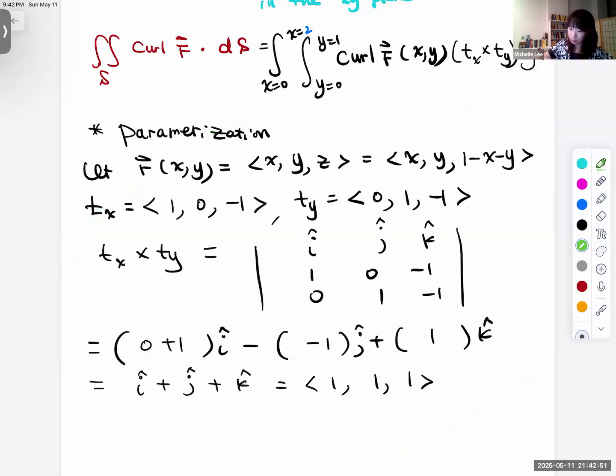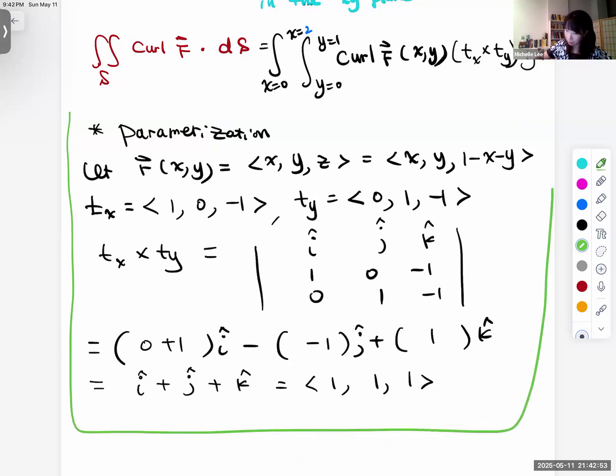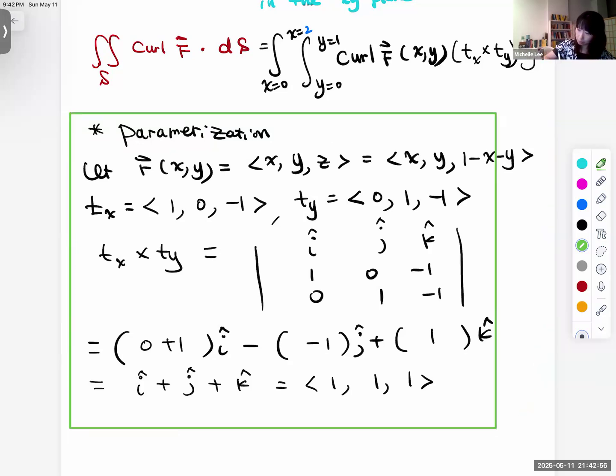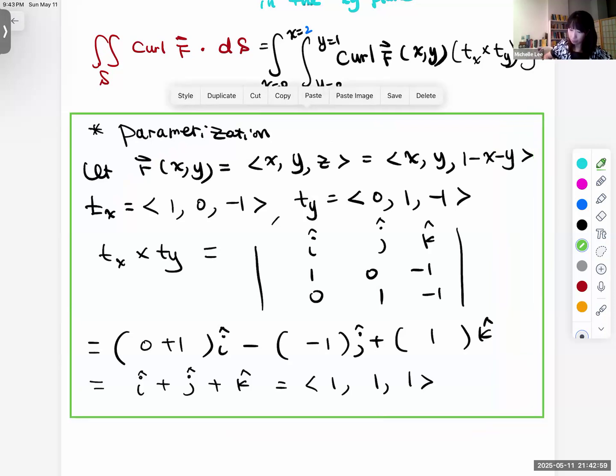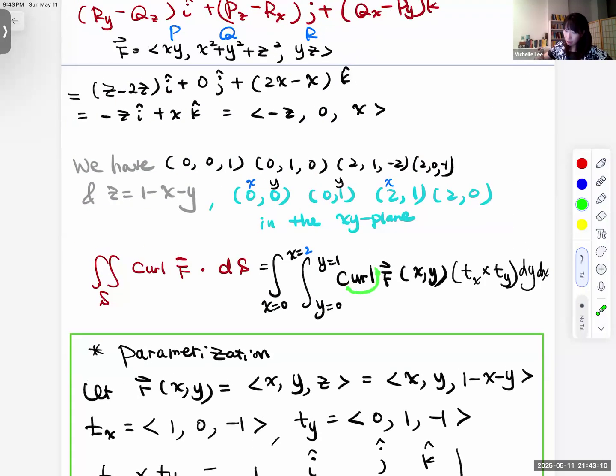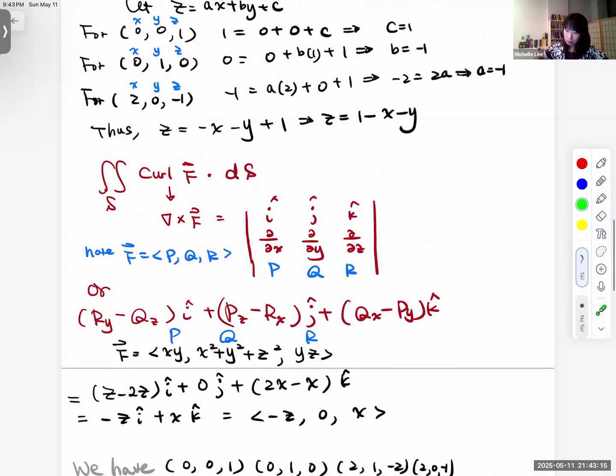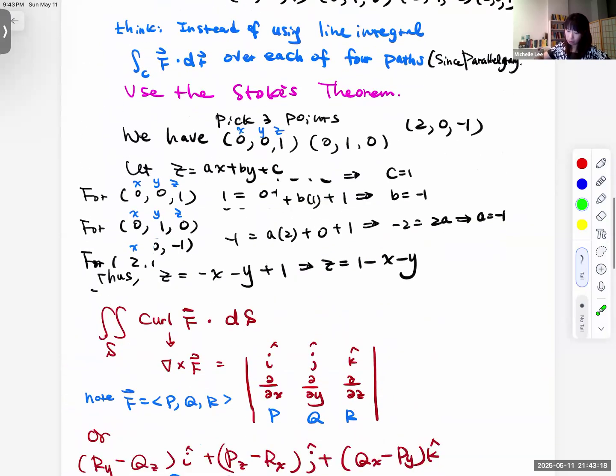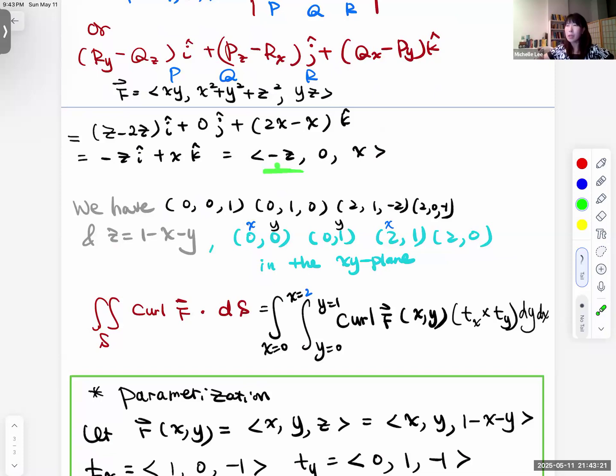Let me do one more time. Okay. Now, what did we have? We had curl of f. We had earlier a negative z, 0, x. But then what was the z?